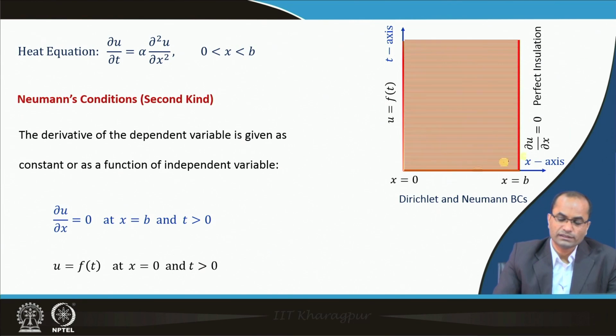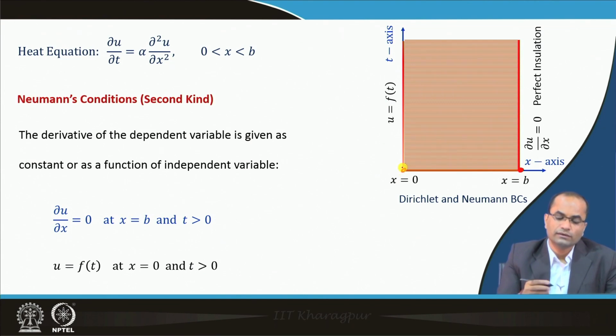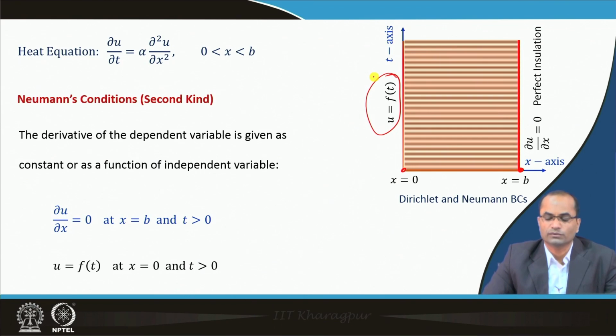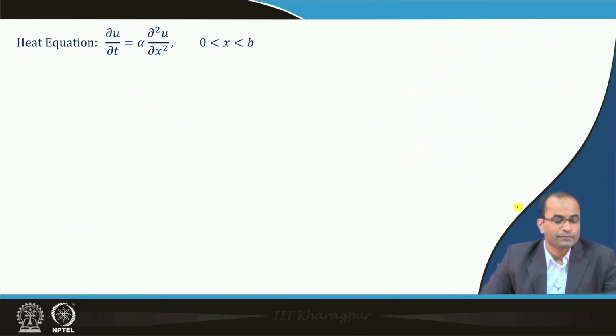So, this situation is like this: this end is kept at perfect insulation, and at this end we have given the temperature which is varying with respect to time. Our interest is what is the temperature with respect to time in this bar, which is from x equal to 0 to b. So, here we have the Dirichlet condition at one end and the Neumann boundary condition at the other end.